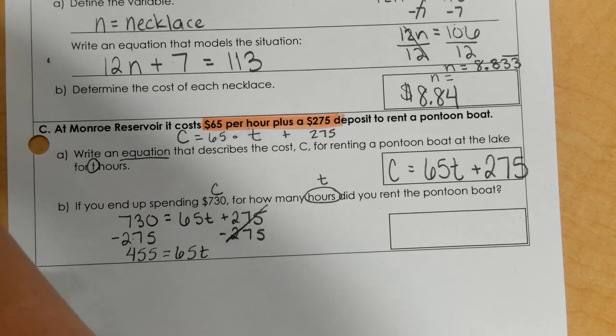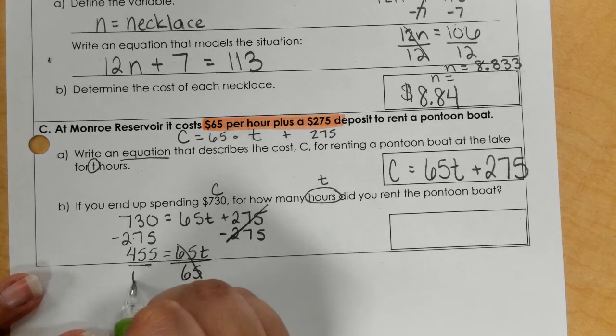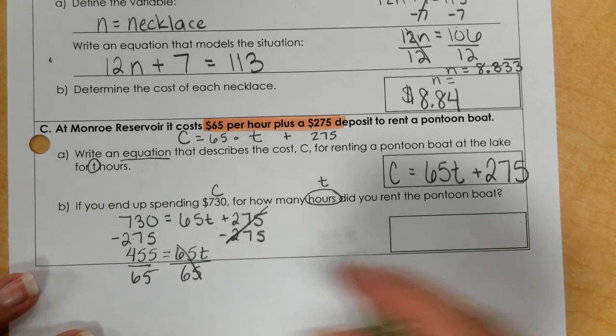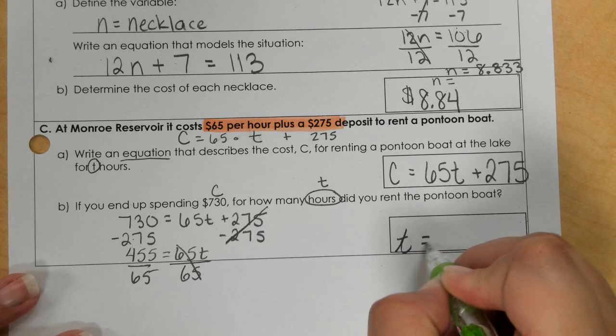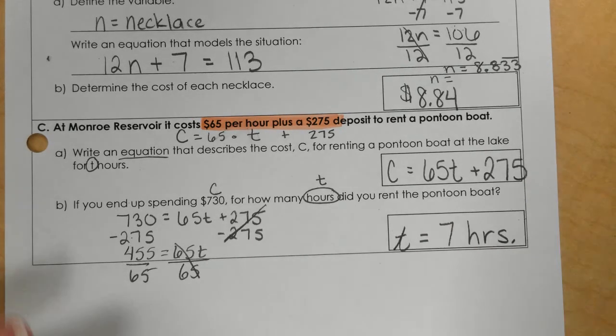I divide both sides by 65. And this means that they were on the lake for 7 hours. Okay? So again, I labeled my answer. I included my variable. I have everything wrapped up in a nice, neat package.